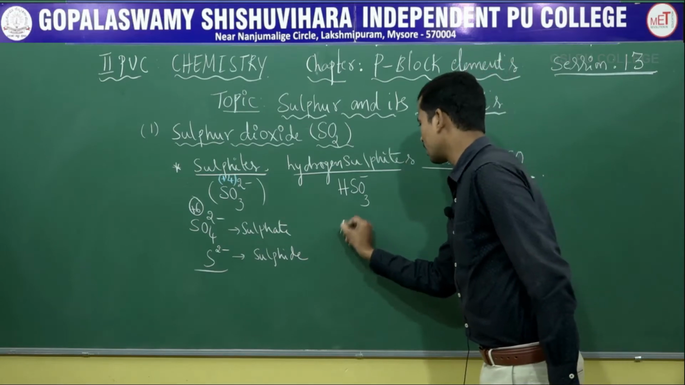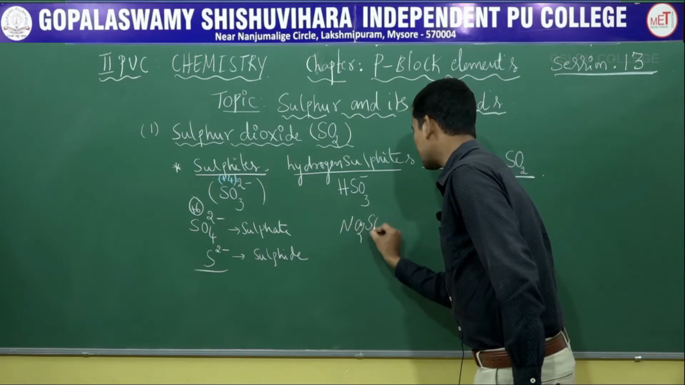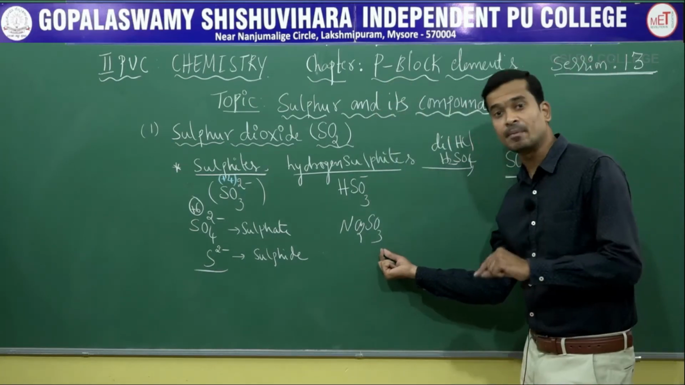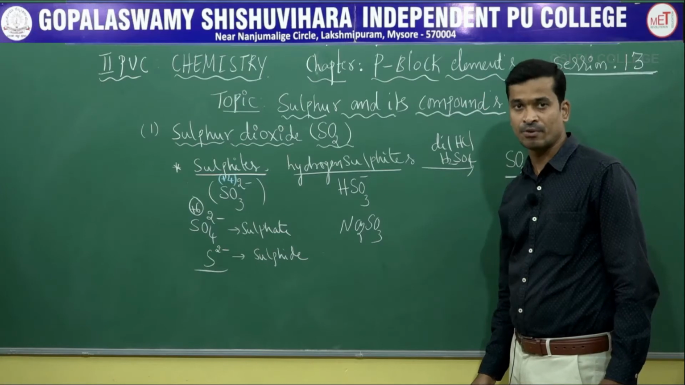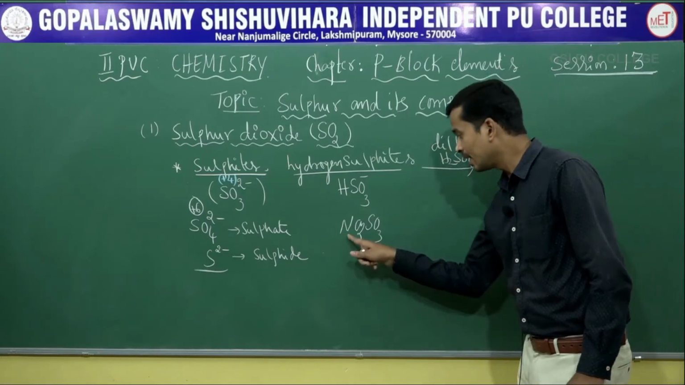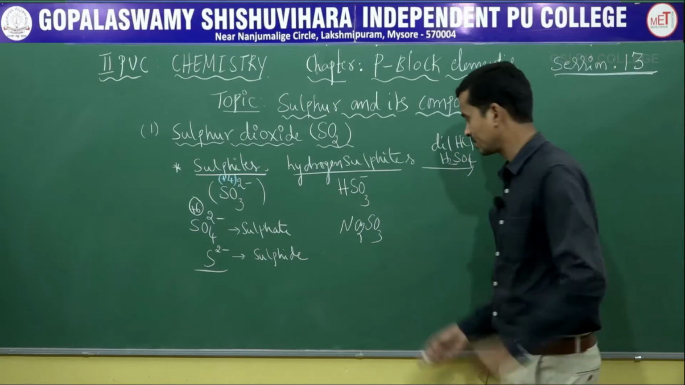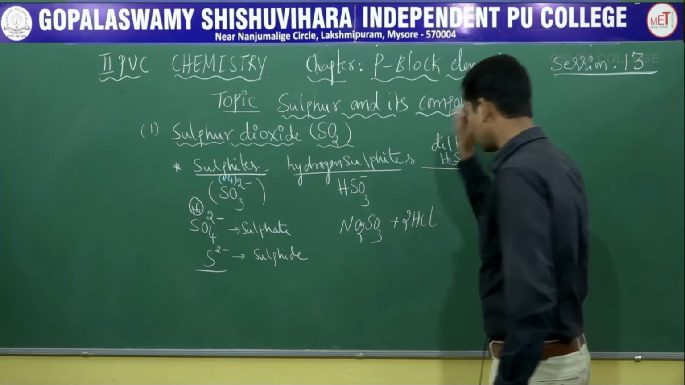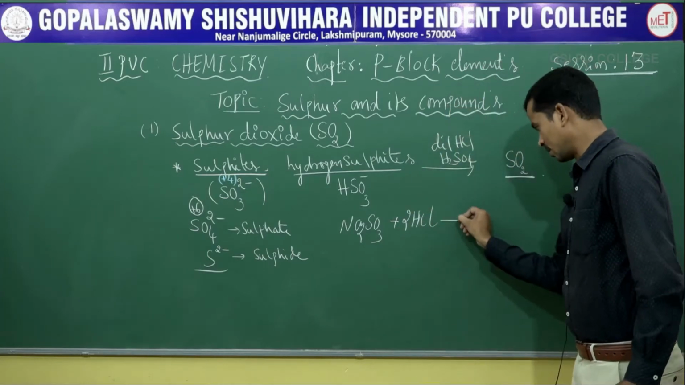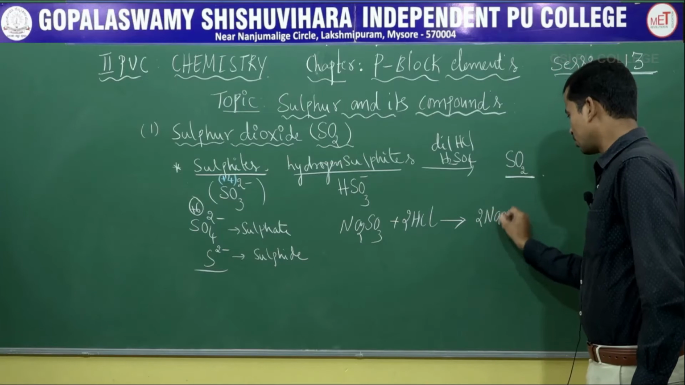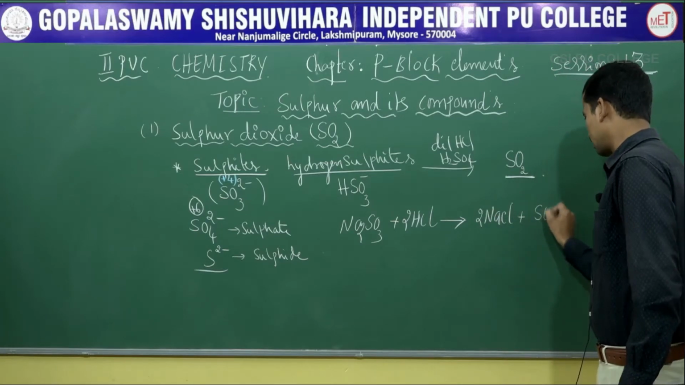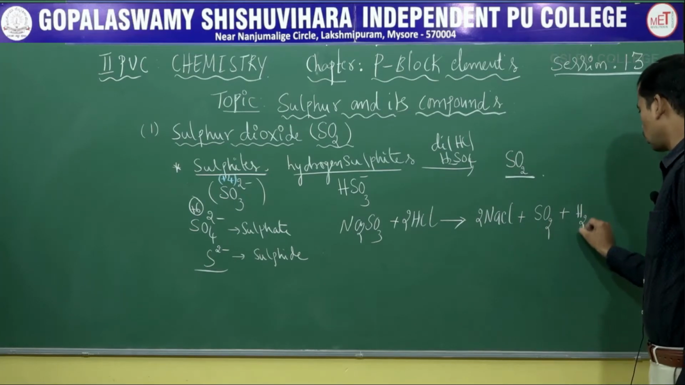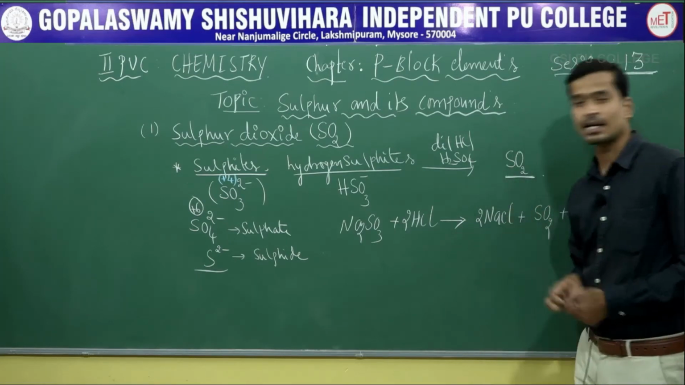Sodium sulfate is Na2SO4. Clear? Sodium sulfite is Na2SO3. Treated with what? HCl or H2SO4 to give NaCl, 2 moles, plus evolution of sulfur dioxide plus H2O. That is the first reaction.